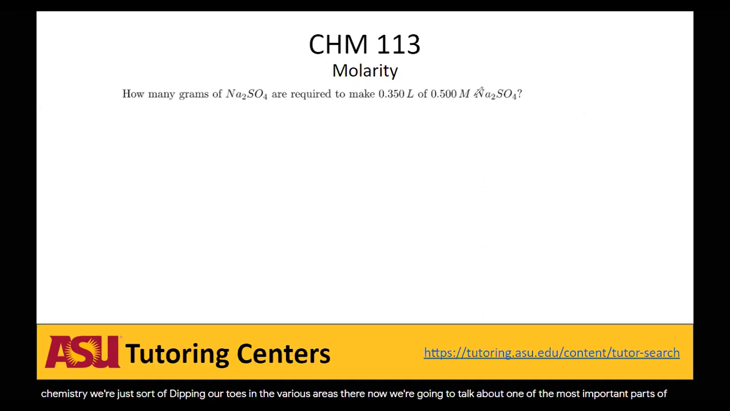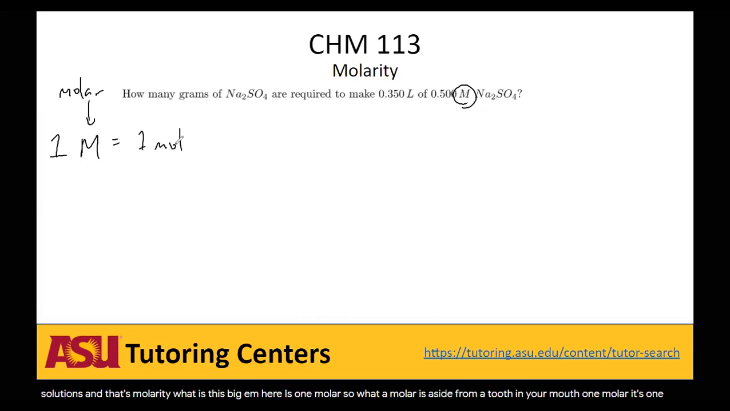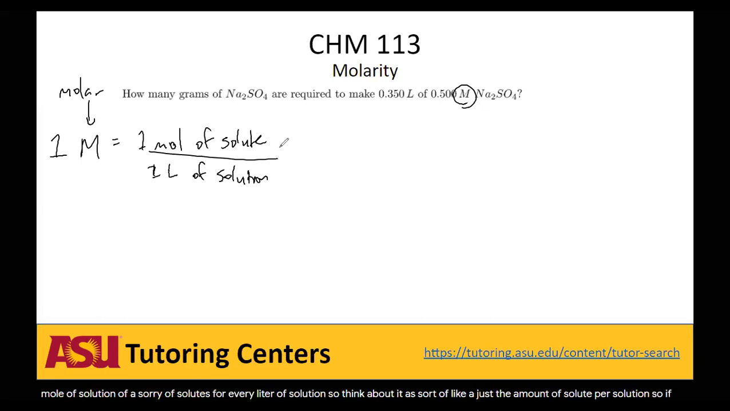What is this big M here? So that big M is 1 molar. What a molar is, aside from a tooth in your mouth, is 1 mole of solute for every liter of solution. So think about it as just the amount of solute per solution. If you have a high molarity, that means you have a lot of solute per solution.